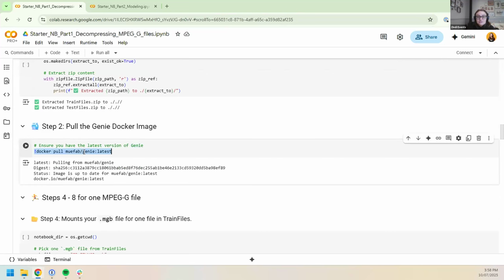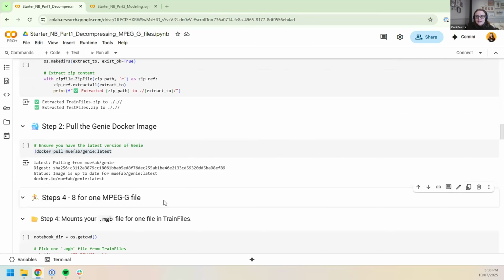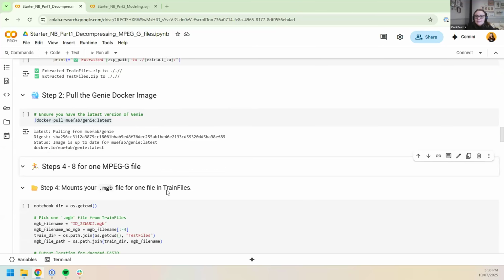We ensure that we've got the latest version of Genie, which is quite a nice one-liner code. We then are going to look at one specific file from the test file. We're just going to see what it looks like, how to extract it before we go into bulk, just to ensure that our pipeline is working for one file, and if it works for one, it should work for all.